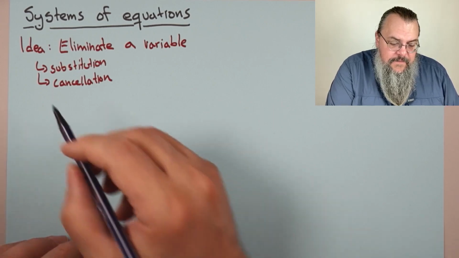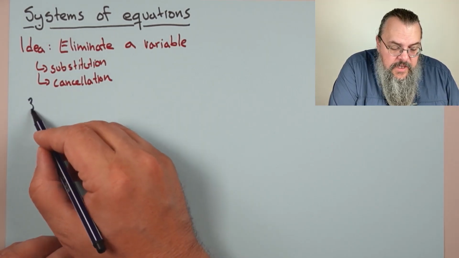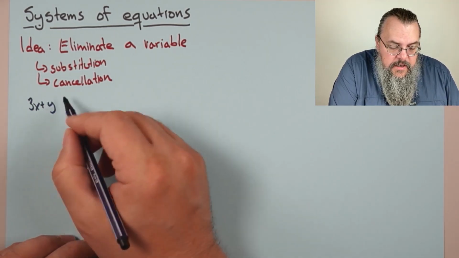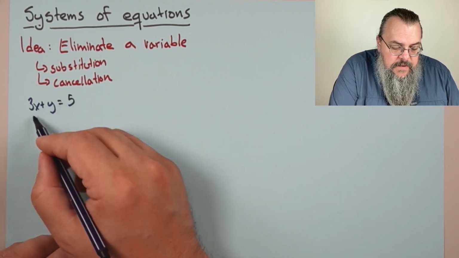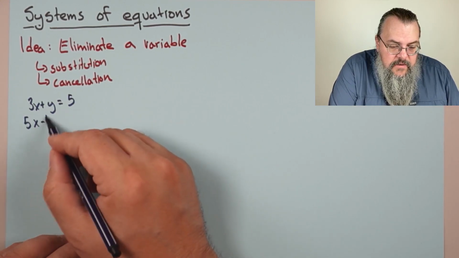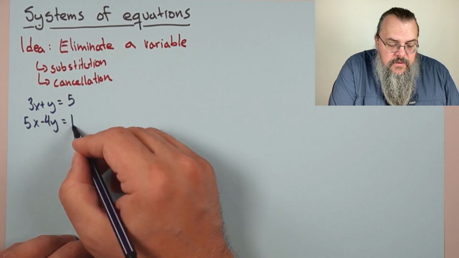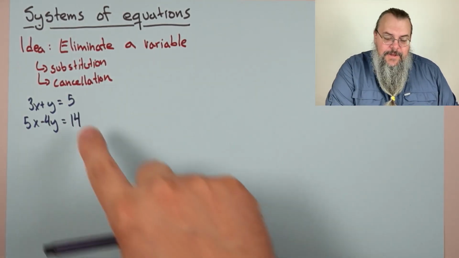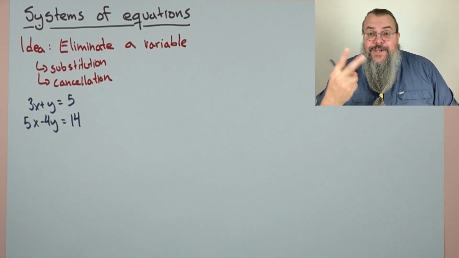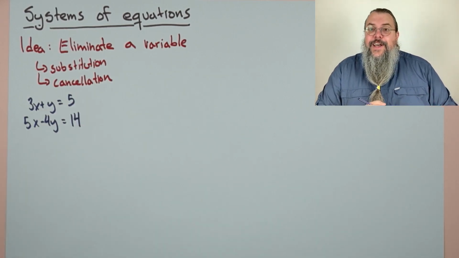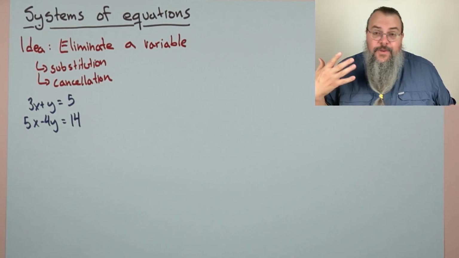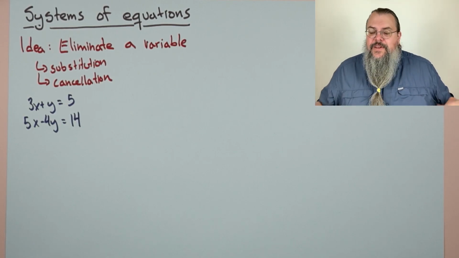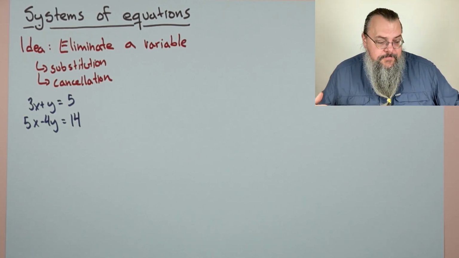So suppose we have the following: 3x plus y is equal to 5, and 5x minus 4y is equal to 14. All right, 2 equations, right? We can count 1, 2. 2 unknowns, x and y. And you say, all right, good, this is what we want to be talking about. So where do we go from here?